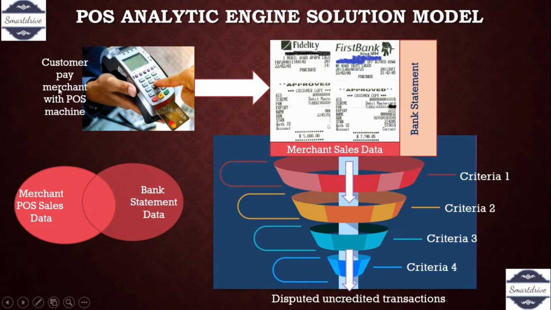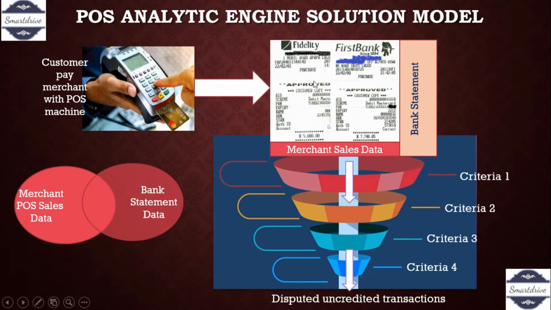Here you have the customer, who brings out his card and pays the merchant for goods bought and services rendered. Once this payment is done, what the analyzer does is allow all the transaction copies of the merchant's POS transactions to be put in a funnel. So this is a system. This is the POS analyzer engine. This is the solution model of how it looks.